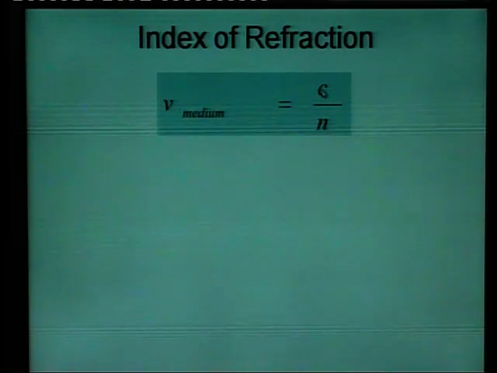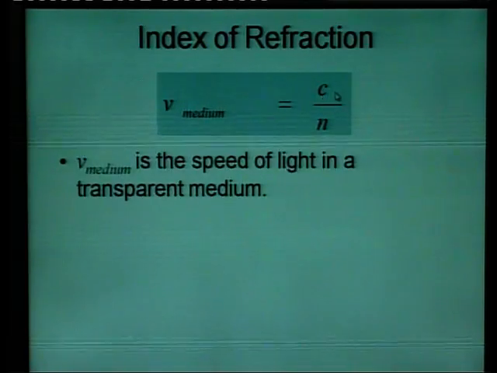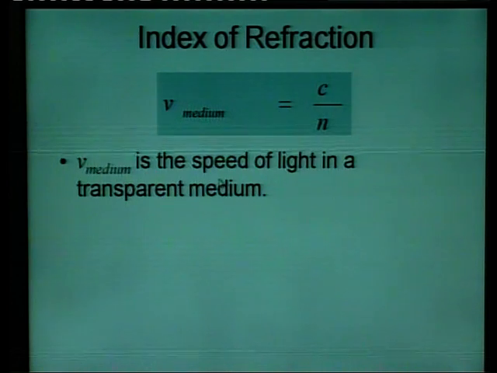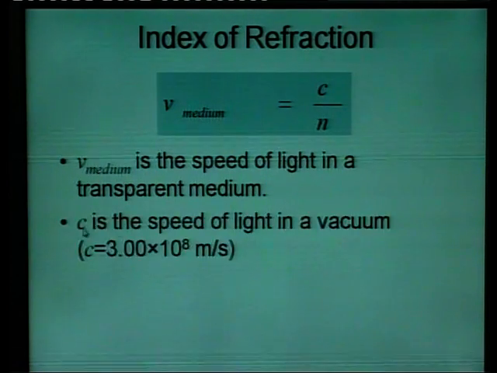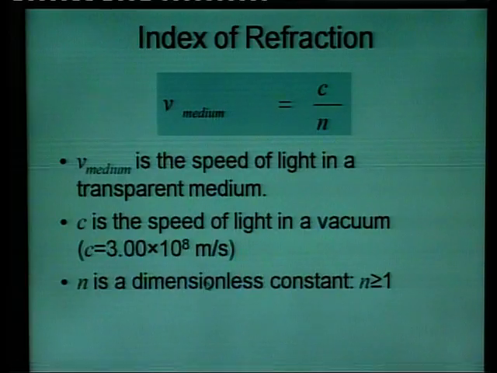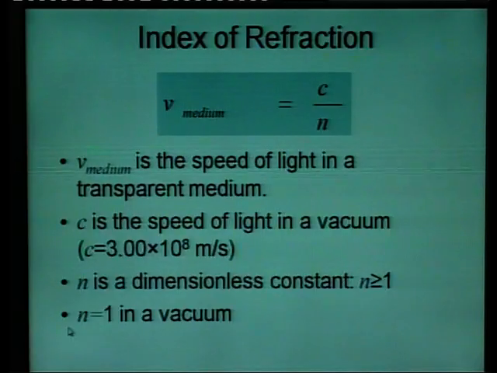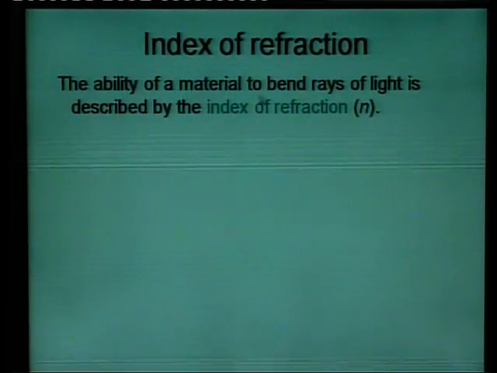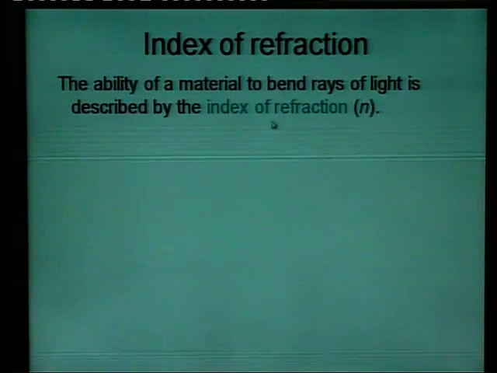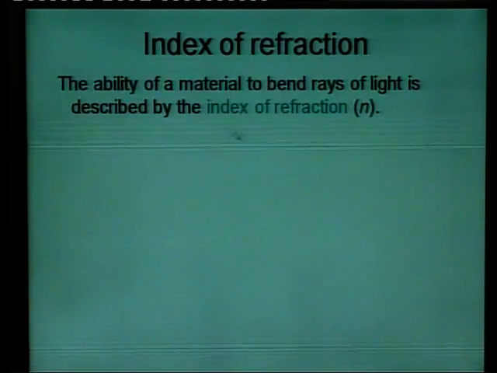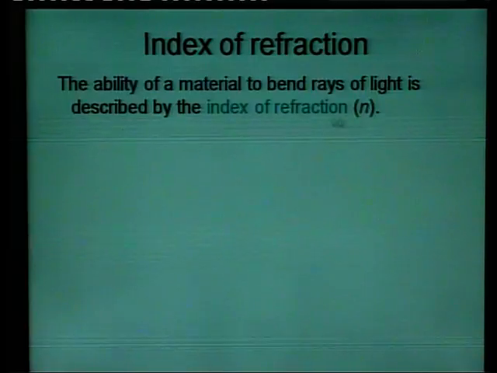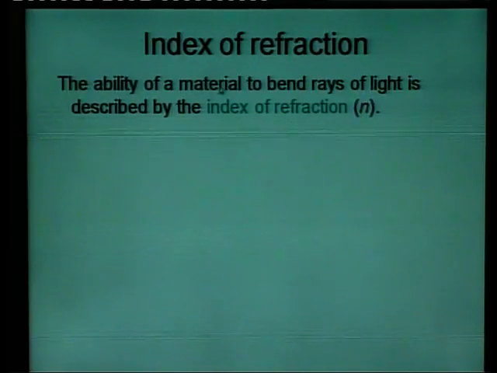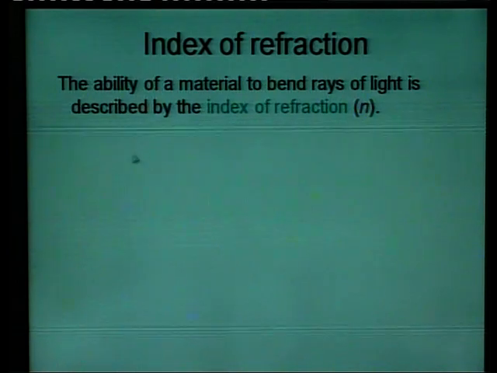C is a constant, all of us know its value. This is 3 into 10 power 8 meter per second. So v medium is the speed of light in a transparent medium, c is the speed of light in vacuum, and n is the dimensionless constant, that is the refractive index or index of refraction. The value of n is 1 in vacuum. The ability of a material to bend rays is described by the index of refraction. So what do we mean by refractive index? What does it determine? It determines the ability of a medium to bend the rays of light.